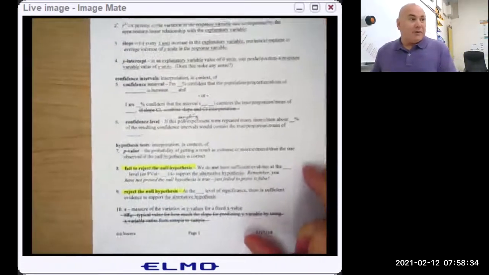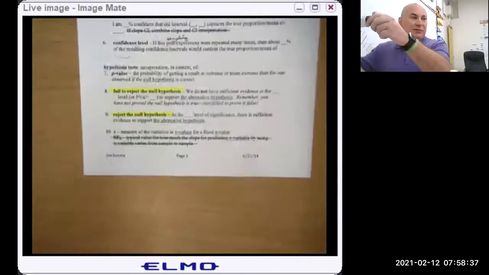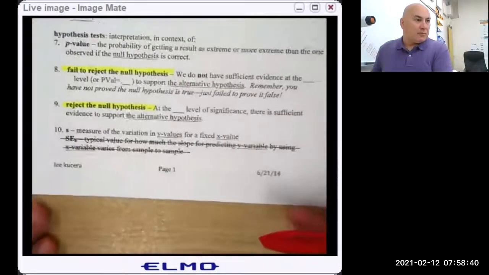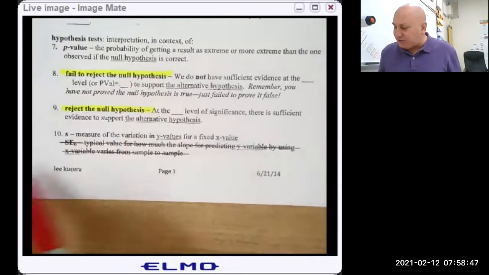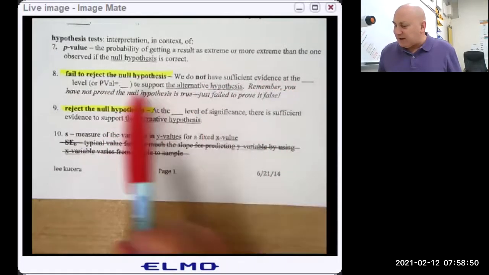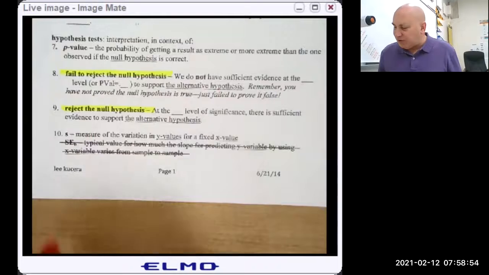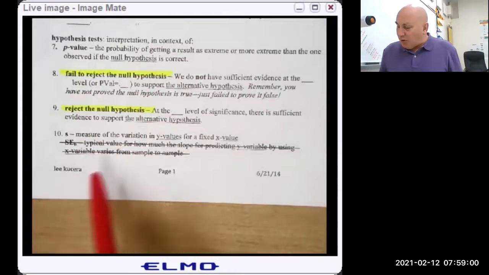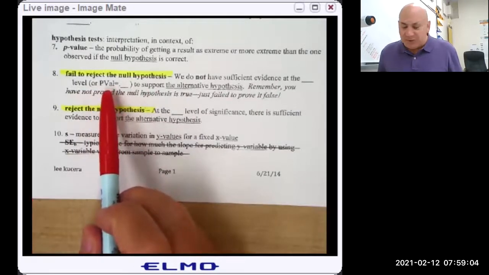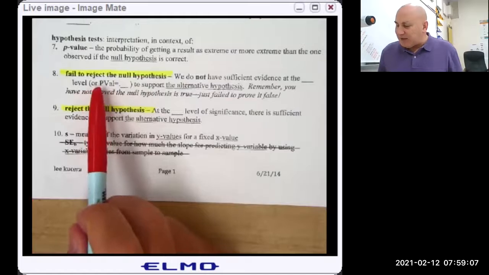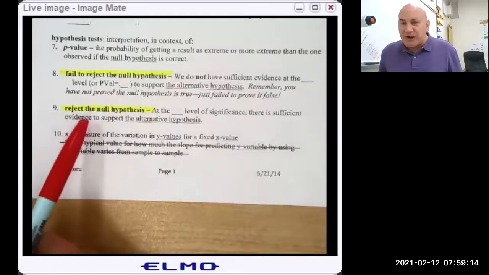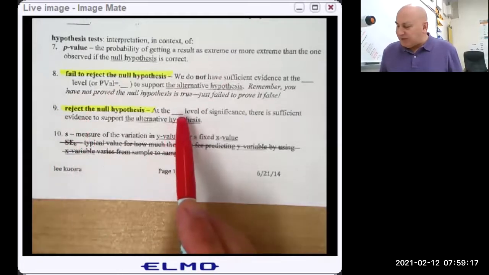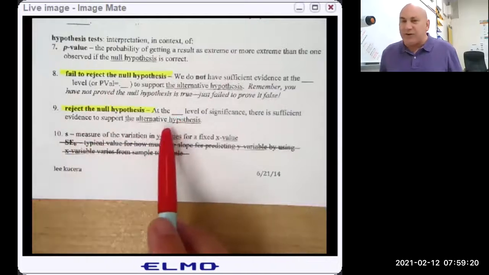And then we can go to our Lee Kuchera handout and see how we should word this in problems. If you fail to reject the null hypothesis, you do not have enough evidence to conclude the alternate is true. We do not have sufficient evidence at the such and such level, and we'll talk about those percentages, to support the alternative hypothesis. Or, and there's a thing called a p-value, which we'll talk about in a few minutes, you could say at a p-value of this, we do not have sufficient evidence to support the alternative. If you reject the null hypothesis at whatever level of significance, there is sufficient evidence to support the alternative.